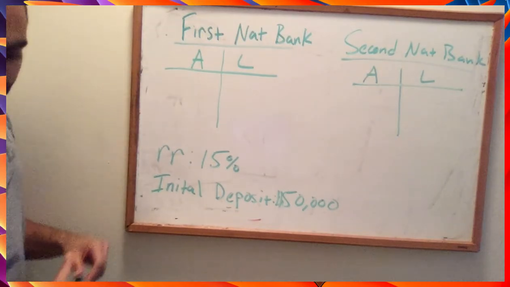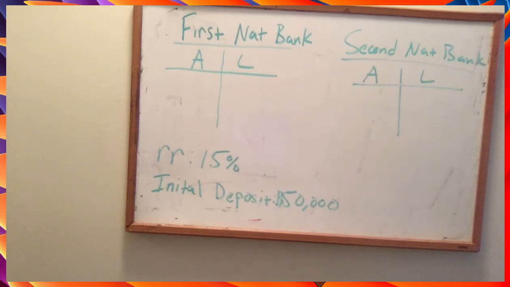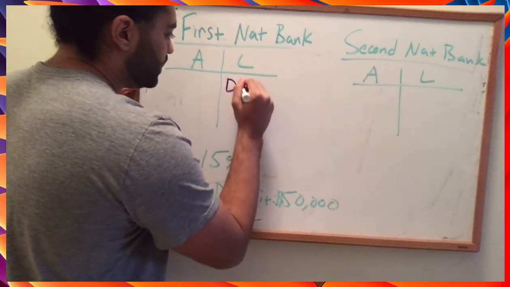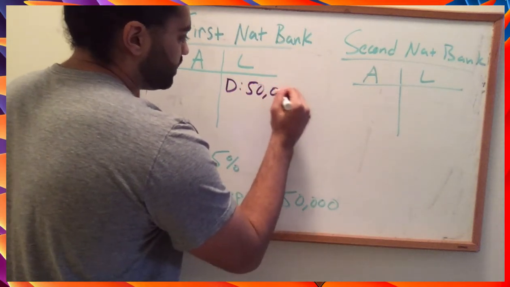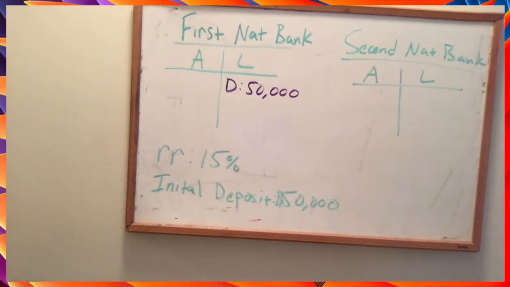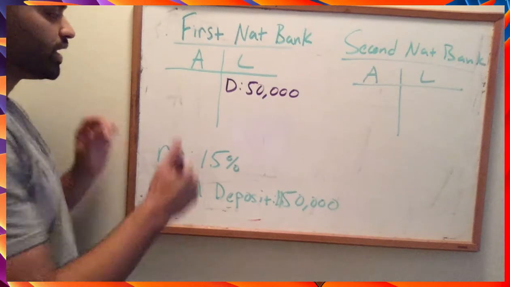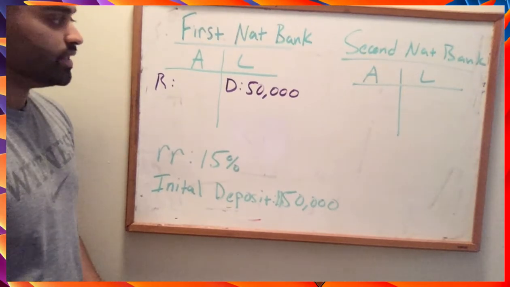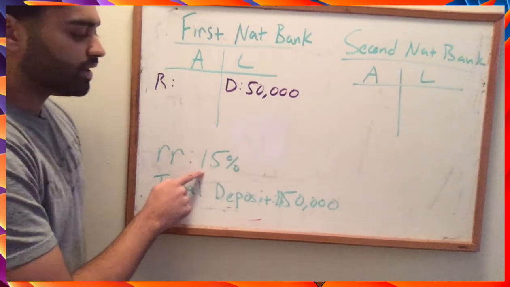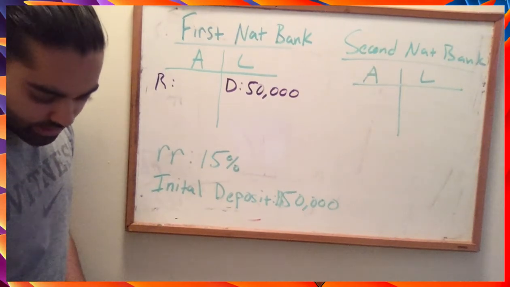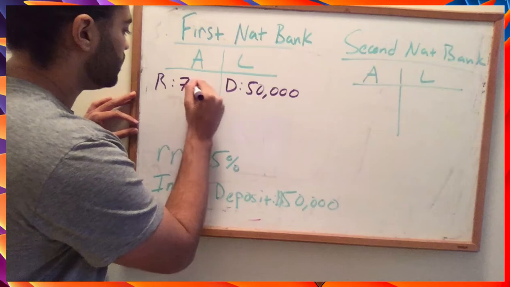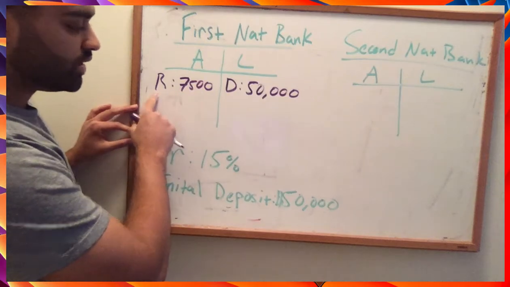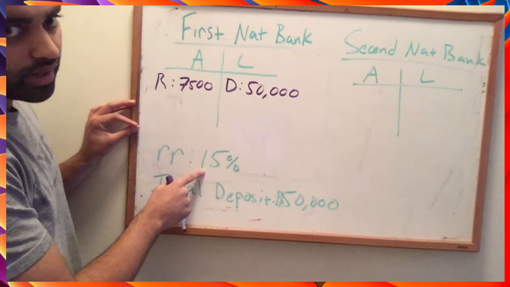So the first thing we want to do is you have our deposits. Our deposits are our liabilities. So you're going to say you deposited $50,000 into your First National Bank. Now the reserve requirement is 15%, so we have to keep a certain amount of reserves. So in order to do that, all you do is $50,000 multiplied by 15%. So what you should get is $7,500. This is the amount that you should have left. So again, to get your reserves, it's just your initial deposit multiplied by your reserve requirement.